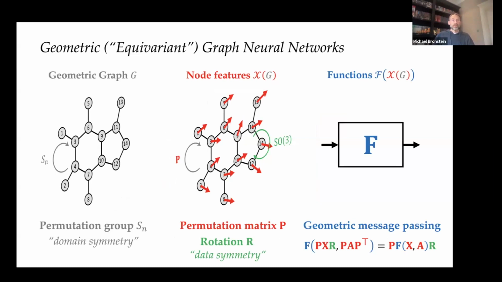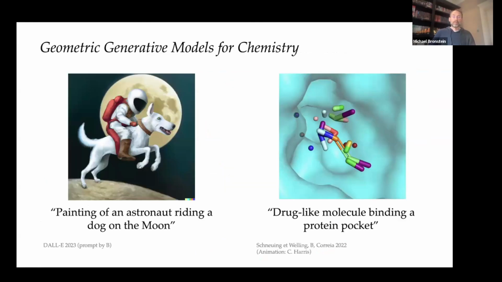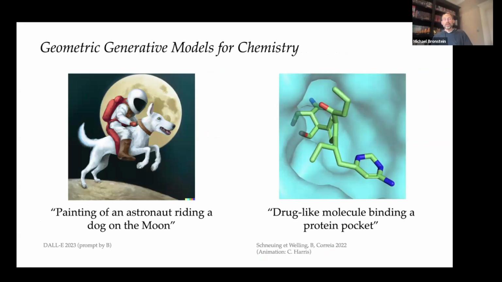So we call these geometric GNN or transformer architectures, and they have these two different symmetries, the symmetry of the domain and the symmetry of the data, and corresponding message passing algorithms. And as you probably know, these methods gained prominence in chemical applications and structural biology. Probably the most famous implementation is AlphaFold 2, the invariant point attention, and you can also find many other applications like generative models for chemistry. If we have time, I will talk about it in a more extended way.